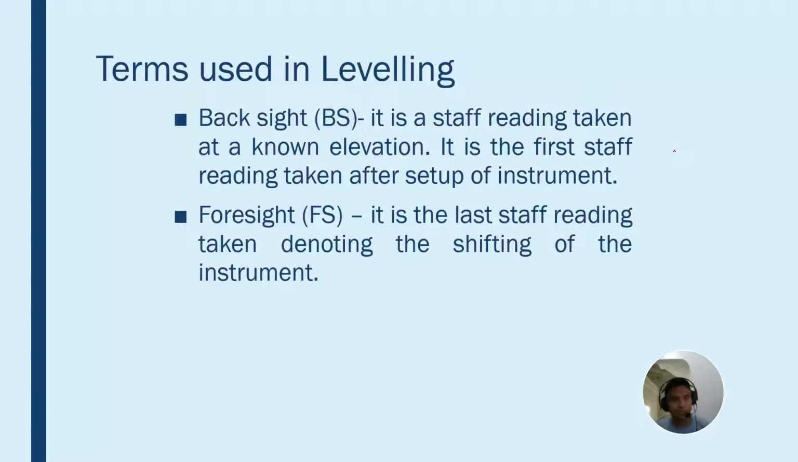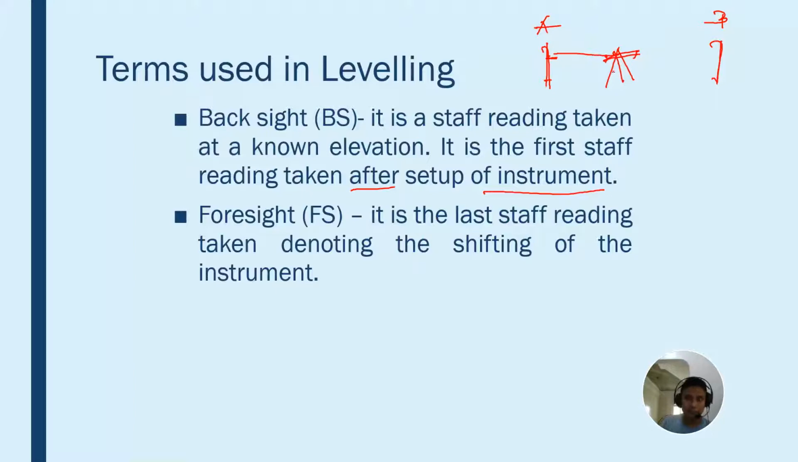I said it already, the backsight is the staff reading taken at a known elevation. It is the first staff reading after setup of the instrument. Or simply, if this is the first station, the second station, station A, station B, I put the instrument here right after station A. So the rod reading on station A is what you call the backsight, while the foresight is the last staff reading taken, denoting the shifting of the instrument.